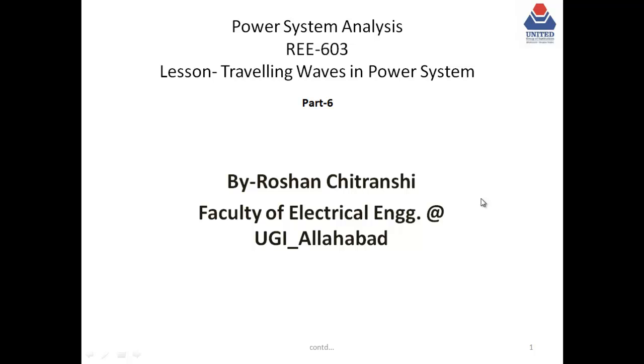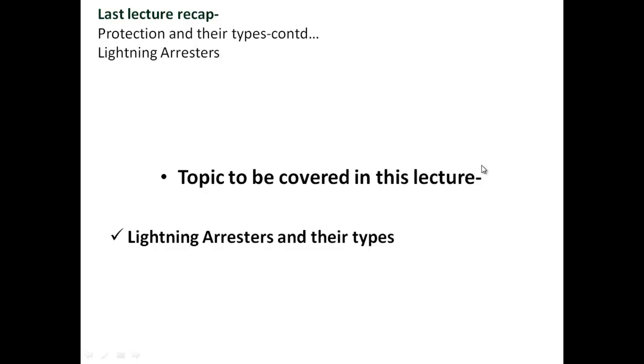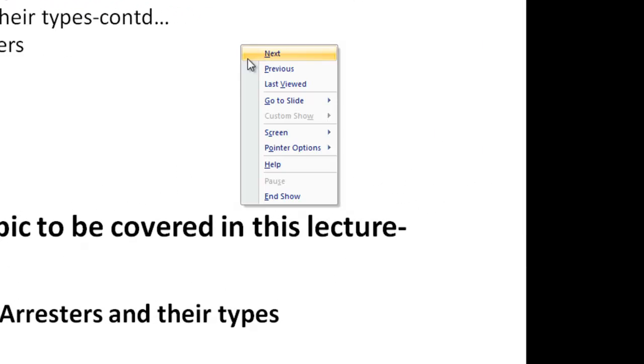In this lecture, we will see about the lightning arrestor and their types. In the previous lecture, we have seen the protection scheme of various protecting devices, transmission line, internal devices like a substation, power station, and what are the lightning arrestor. Let us start.